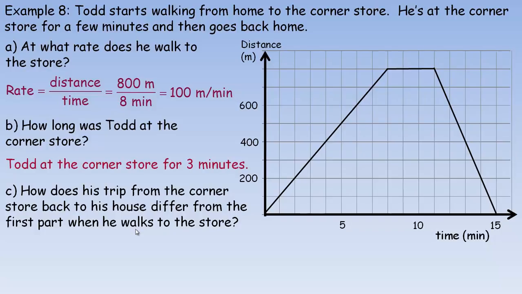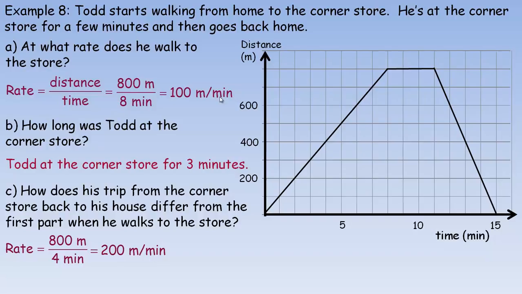So it says, how does his trip from the corner store back to his house differ from the first part when he walks to the store? So you're asked, how is this trip here different than this one? Well, let's calculate the rate. You can see that it's steeper, and that means something. So if I want to calculate the rate again, it's the same 800 meters, but from here to here, instead of 8 minutes, it's only 4. So 1, 2, 3, 4 minutes. So 800 meters divided by 4 minutes is 200 meters per minute. So he's going quicker.